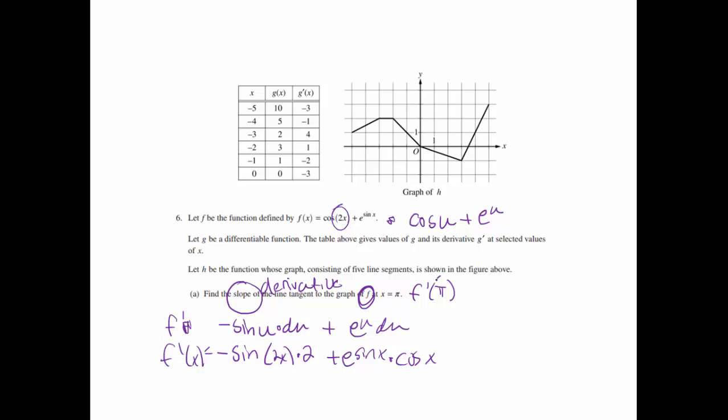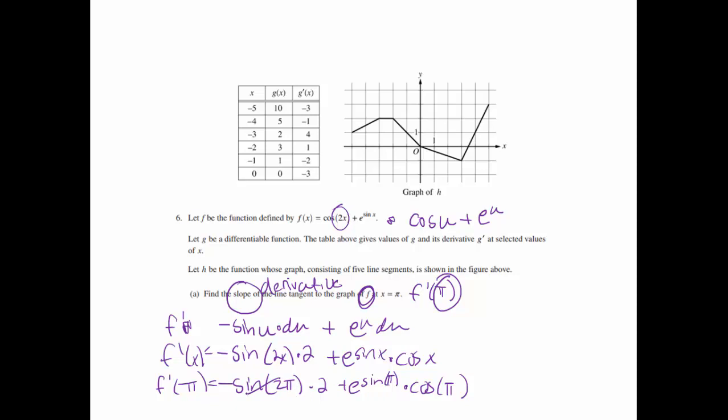Now from here, I want to evaluate it at pi. So negative sine of 2 pi times 2 plus e to the sine of pi times cosine pi. Now please remember, it is a non-calculator problem. It's a free response problem. If I left my answer like this, they would have to give me full points for it. I am going to go ahead and reduce it.